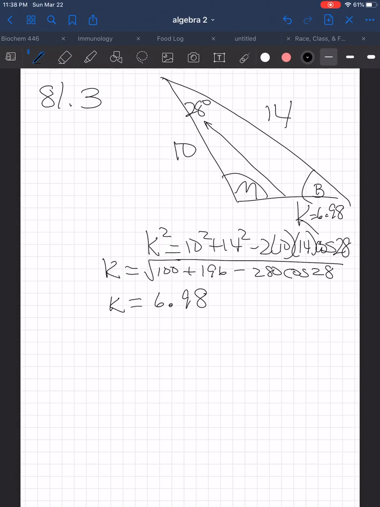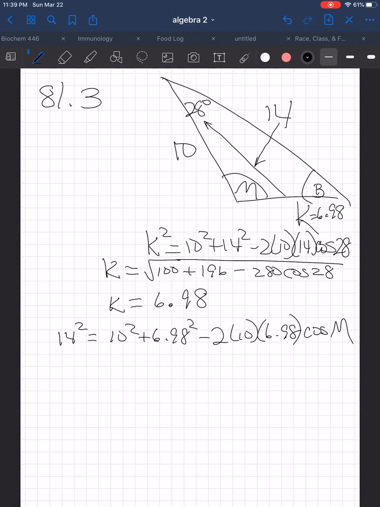All right, so now we still need angle B, but we need angle M. So I'm going to find angle M first. Why would I find angle M first? Because 14 is the longest side. If there's going to be an obtuse angle, it's got to be across from 14. That would be angle M. So I will say 14 squared equals 10 squared plus 6.98 squared minus 2 times 10 times 6.98 times the cosine of M. So this is 196 equals 100 plus 6.98 squared.